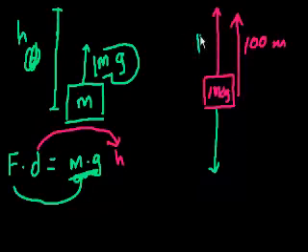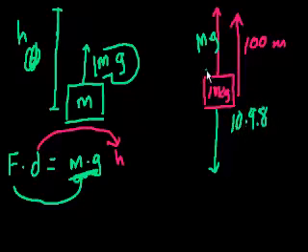So this is mg. So what's m? M is 10 kilograms times the acceleration of gravity. Let's say that's 9.8 meters per second squared. I'm not writing the units here, but we're all assuming kilograms and meters per second squared. And we're moving that for a distance of 100 meters.